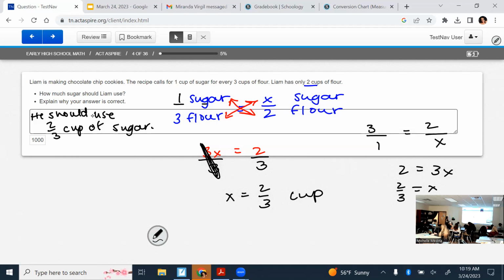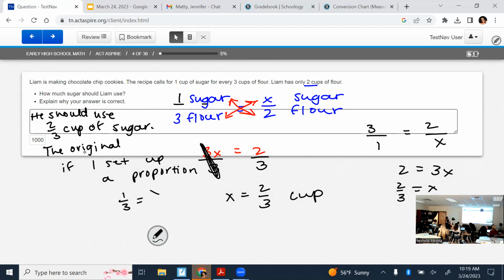For explaining why your answer is correct, you could say, the original recipe calls for this, blah, blah, blah. If I set up a proportion, and you can even put that in the text box, you could put 1/3 equal to X over 2, like that. Then you can solve for the amount of sugar he needs. And then I think that would be a perfect answer.